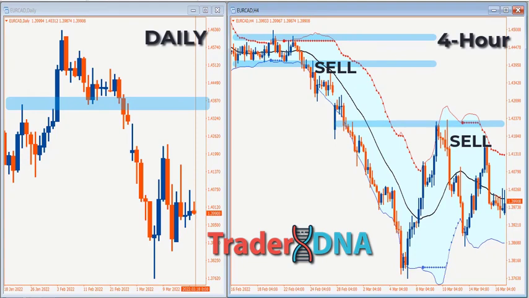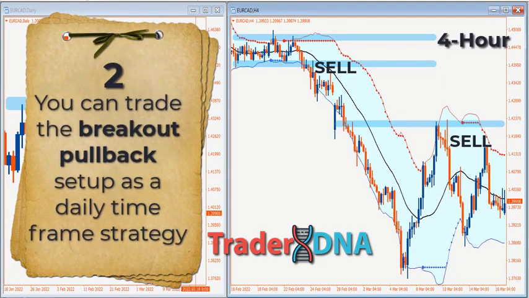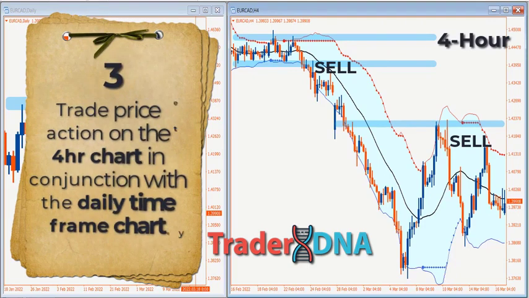You've now learned 3 price action trading system tips for trading the weekly, daily, 4 hours, 1 hour, or any time frame chart. They are, first, the trend is based upon the time frame. Second, you can trade the breakout pullback setup as a daily time frame strategy. Third, trade price action on the 4 hours chart in conjunction with the daily time frame chart. When you start to approach trading price action context with the strategies and guides I've outlined above, you'll build a framework of skills for trading price action on a more advanced level.